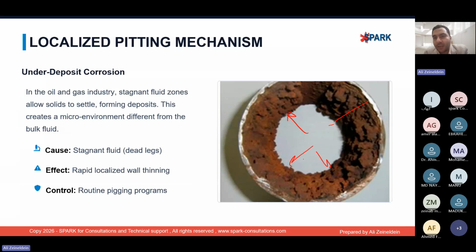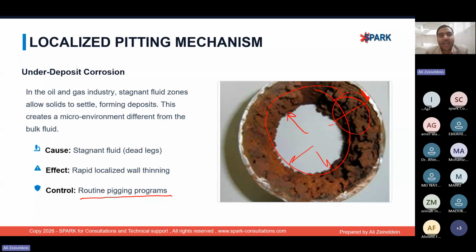This could affect the pipe itself, and then corrosion under deposits will appear. So in order to control it, we have to apply a routine pigging program to avoid this accumulation, and also avoid any stagnation by periodical flushing at suitable frequencies. Okay.